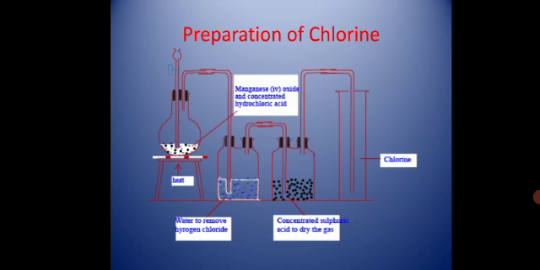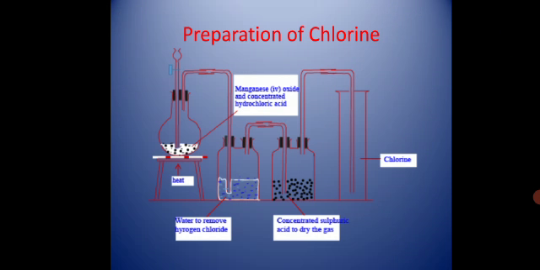We can prepare it from KMnO4 also, or K2Cr2O7, oxidizing agents. When KMnO4 reacts with HCl, you can write and balance this equation. KMnO4 plus HCl will give you KCl plus MnCl2 plus water plus chlorine. Similarly, K2Cr2O7 reacts with HCl to give you KCl plus CrCl3 plus water plus chlorine. In this way, you can prepare chlorine.